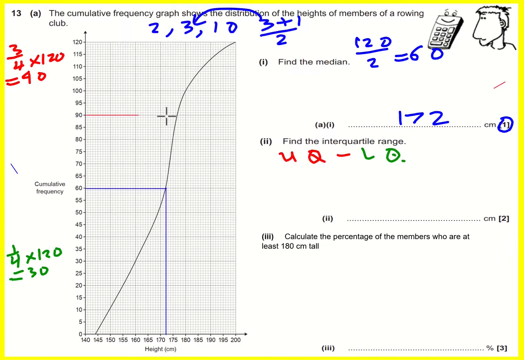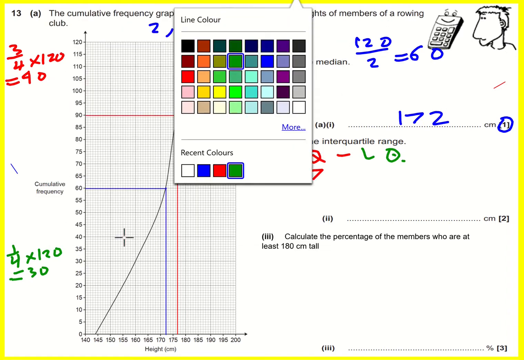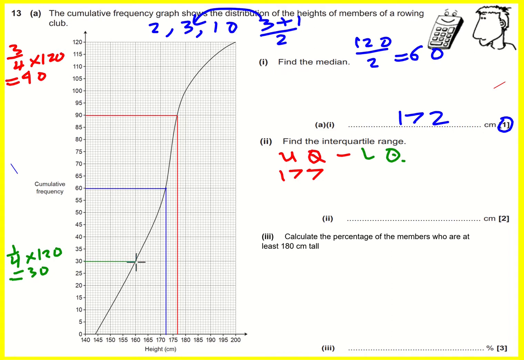Okay, so I'm going to read off 90. And this one is a bit harder to tell. I think it's actually in between 176 and 177. I'm going to read it off as 177, but some tolerance would be given there. And then for the lower quartile, I read off from 30, and that's a bit easier to read off. It's just going to be 160. So I subtract them, and that's going to give me an answer of 17 centimeters.